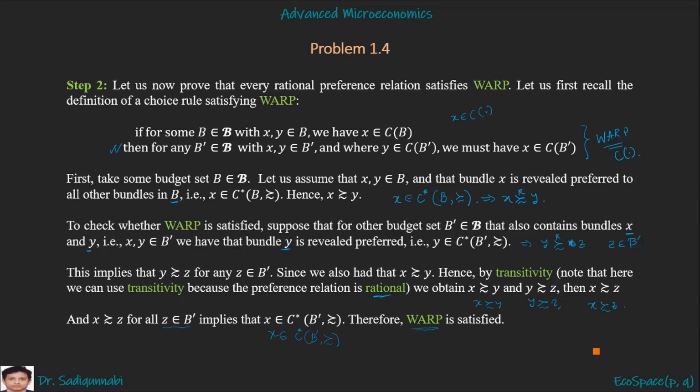This ends our problem number 1.4. Let's move to problem number 1.5. And this is our last problem in this chapter, preferences and choice. Preferences and choice are the first chapter of our course, chapter number 1.